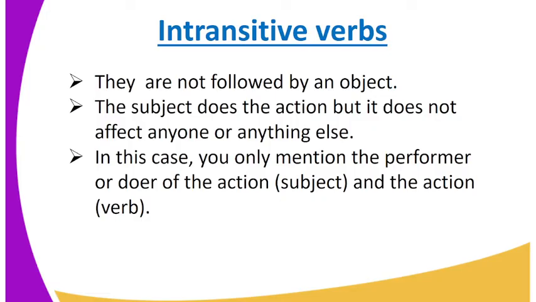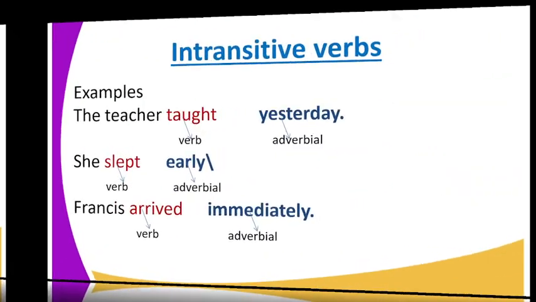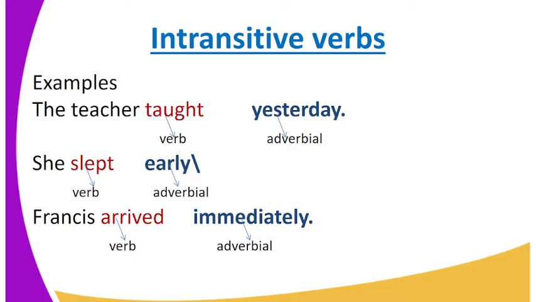For example, Jesus wept. Jesus is our subject, and wept is the action. Another example: the teacher taught yesterday. We have the teacher, which is our subject, and taught, which is our verb. But yesterday is not an object, it is an adverbial. So taught is followed by an adverbial, and so it is an intransitive verb.